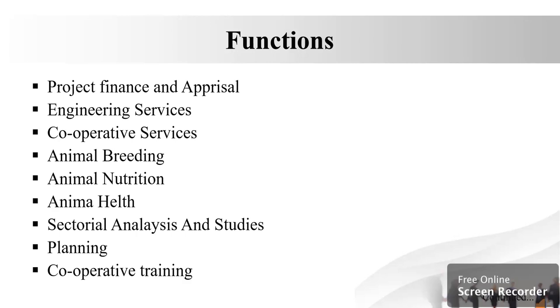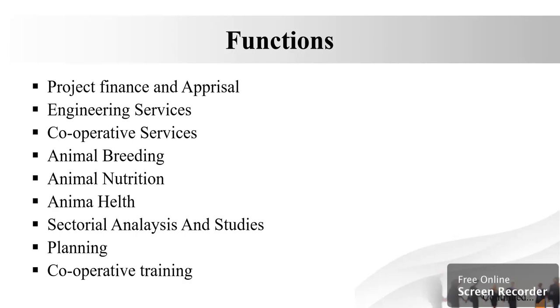The next is the cooperative services. The National Dairy Development Board implements cooperative development and governance programs across the country. The main aim is to help create self-reliant, jointly owned, democratically controlled and professionally managed cooperative institutions, responsive to the socio-economic and cultural expectations of their members.